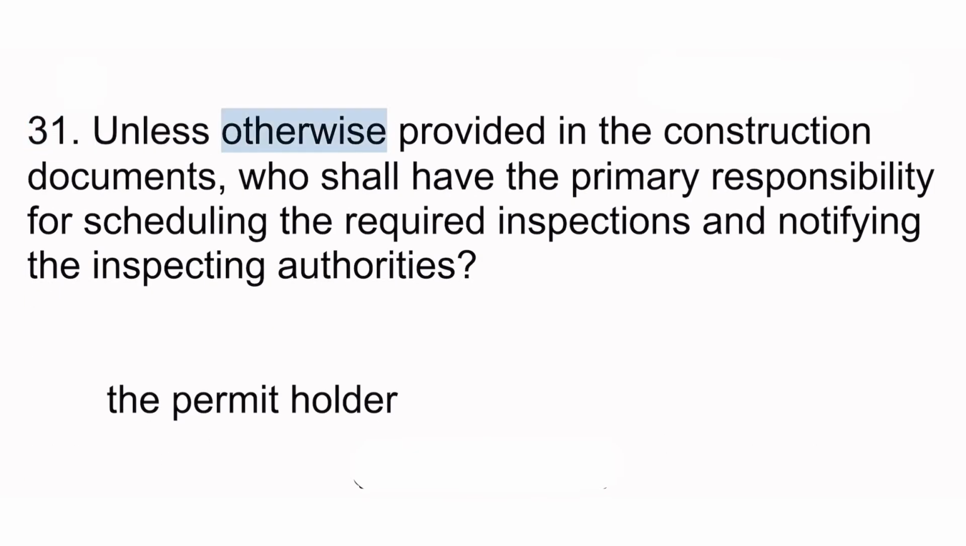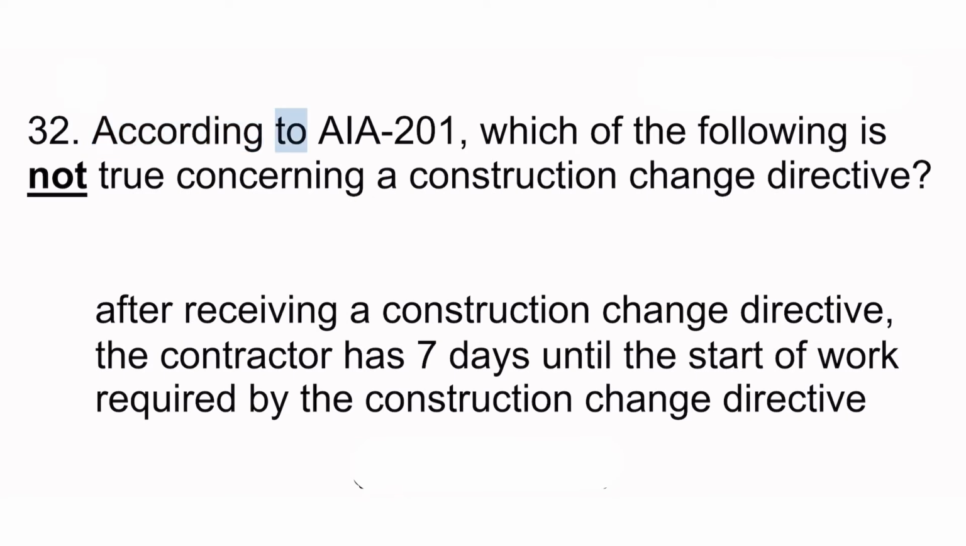31. Unless otherwise provided in the construction documents, who shall have the primary responsibility for scheduling the required inspections and notifying the inspecting authorities? The permit holder. 32. According to AIA 201, which of the following is not true concerning a construction change directive? After receiving a construction change directive, the contractor has 7 days until the start of work required by the construction change directive.